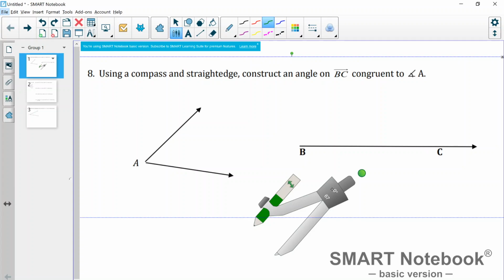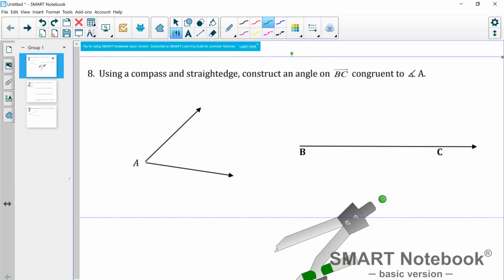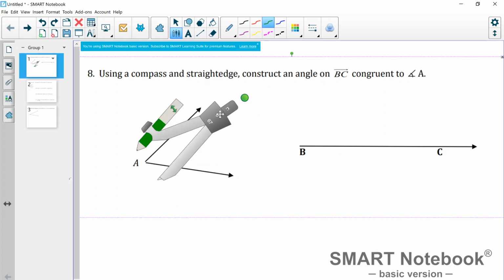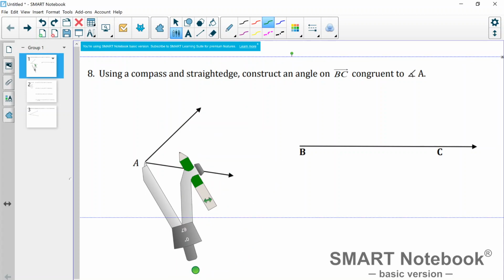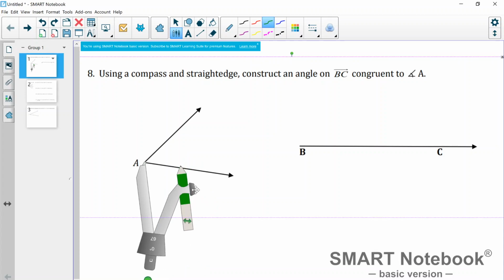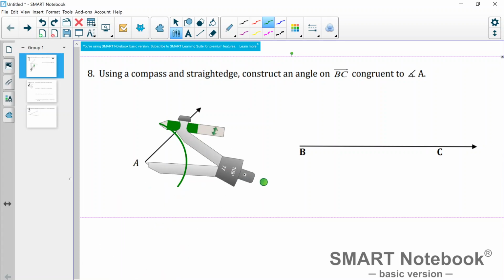Once you get beyond the definitions, we come to this problem: construct an angle on ray BC congruent to angle A. So how are we going to do that? It's really not too bad. What we want to do is place our compass. We're going to put the bullseye end on point A, and open up our compass however far we want. It really doesn't make a difference. You can make it as far out or as close to point A as you want. I'll put it kind of in the middle here, and we'll just make a mark.